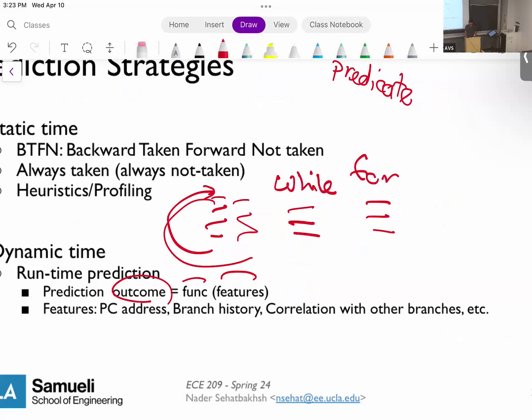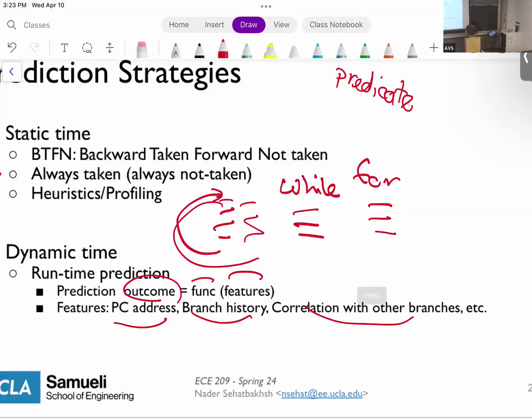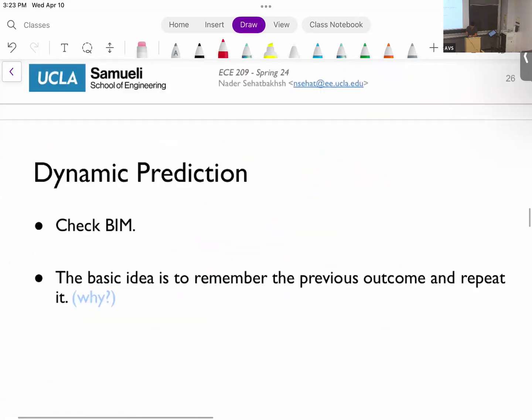Usually the features that we're going to use are the PC address, the branch history, correlation with some other branches, and many other things. And as you can see, when you see features, function, outcome, the first thing that comes to mind is some form of machine learning, right? If you have features and you want to fit a function to them, this just screams machine learning. And as you can predict, machine learning has been heavily used in branch predictors as well, which we're going to talk a little bit about in this lecture.